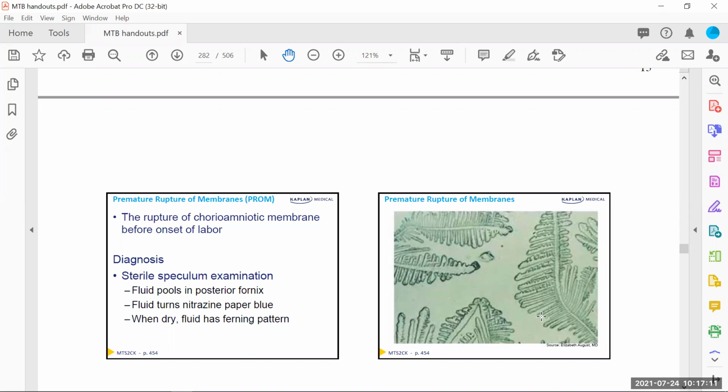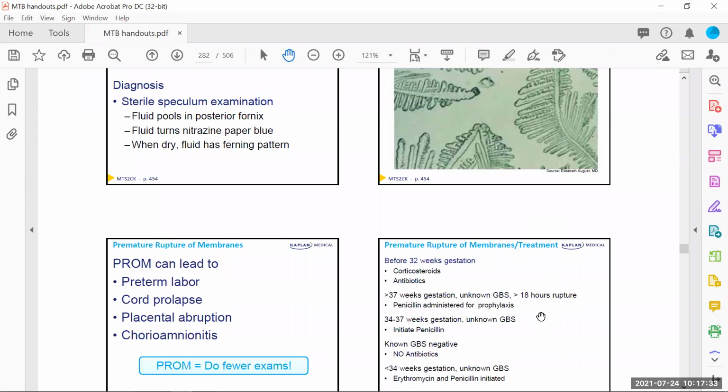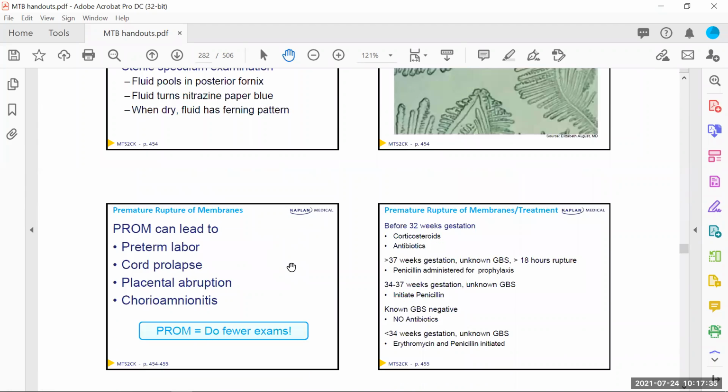But honestly, during clinical practice, if we just see the pooling of fluid inside the vagina, inside the posterior fornix of the vagina, we can clearly say it's a case of ruptured membrane. Even if you don't go for the microscopic examination of fern, even if you don't go for nitrazine paper blue, but of course these are the confirmatory tests that will aid in giving the diagnosis of frank leaking or premature rupture of membrane. So premature rupture of membrane can lead to preterm labor.